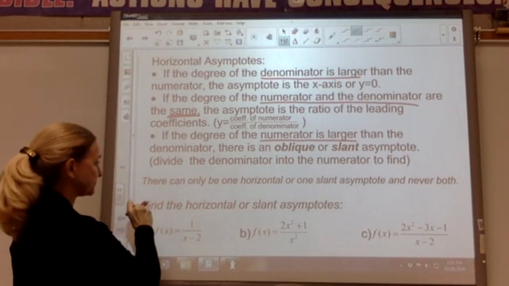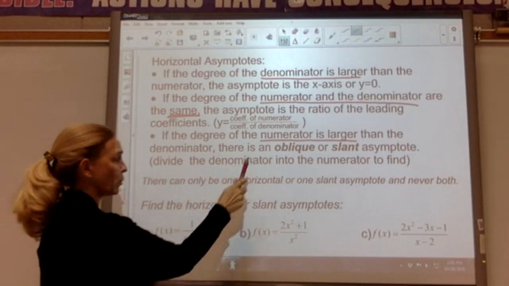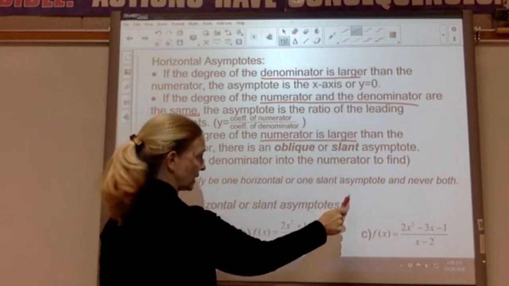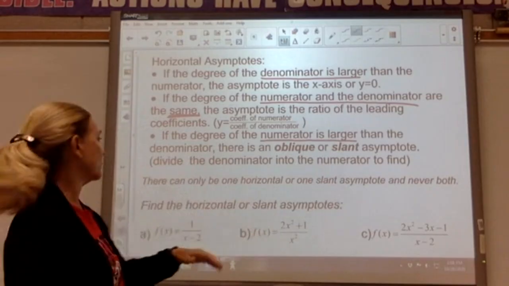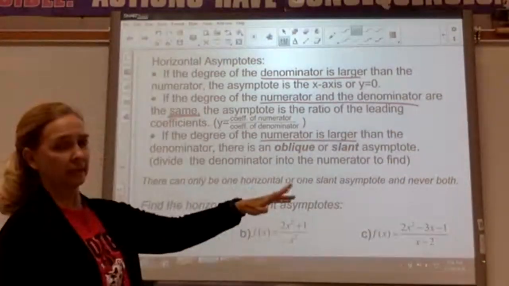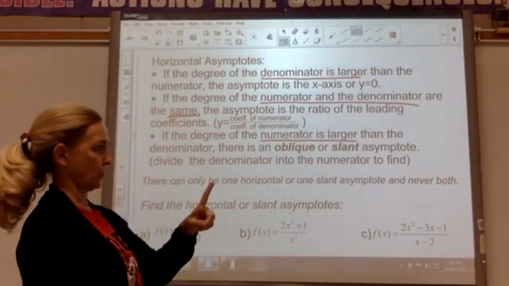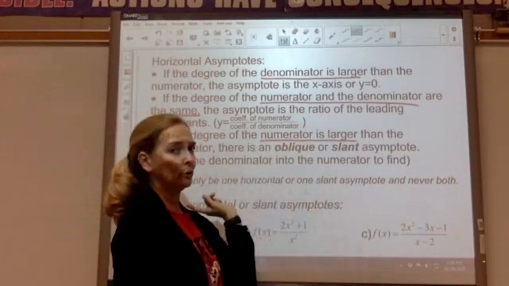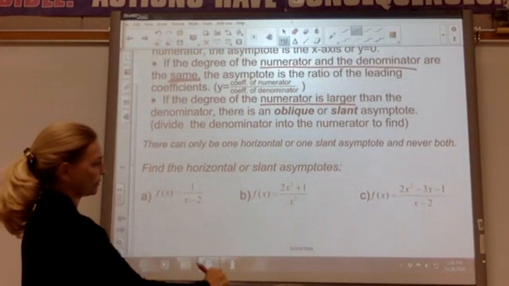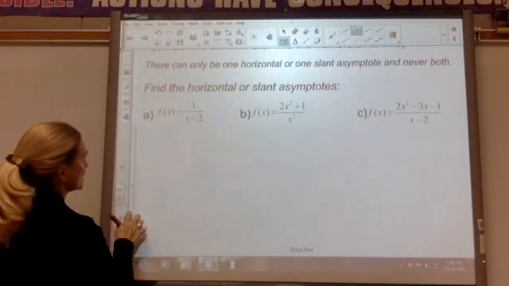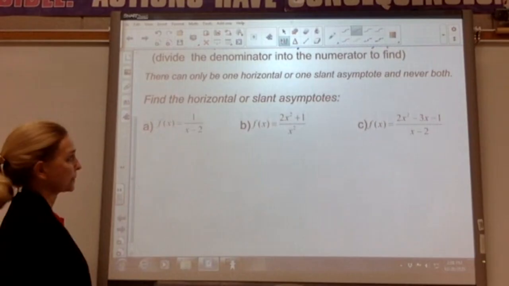And it says here, there can only be one horizontal or one slant asymptote, but never both. But see, a while ago on the vertical, we had more than one. When we're talking about horizontal or slants, it's just going to be at most one. And it won't be both. It'll be one or the other. Okay? And now we're looking at these 3, and we're going to find the horizontal asymptotes. So we look at the degree.